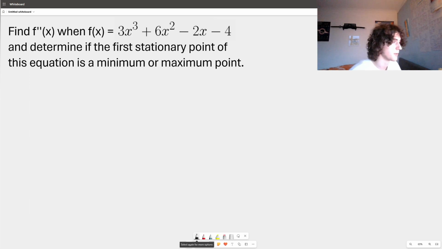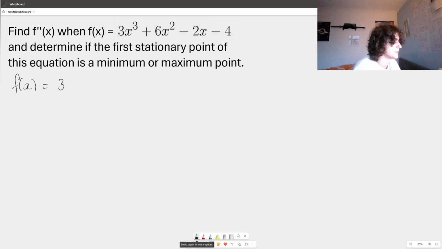So this is our first question which we are going to have a look at. It is asking for the second differential of x when f of x is equal to 3x cubed plus 6x squared minus 2x minus 4. And it is asking us to determine if the first stationary point of this equation is a minimum or a maximum point. So let's start by finding our first and second derivatives.